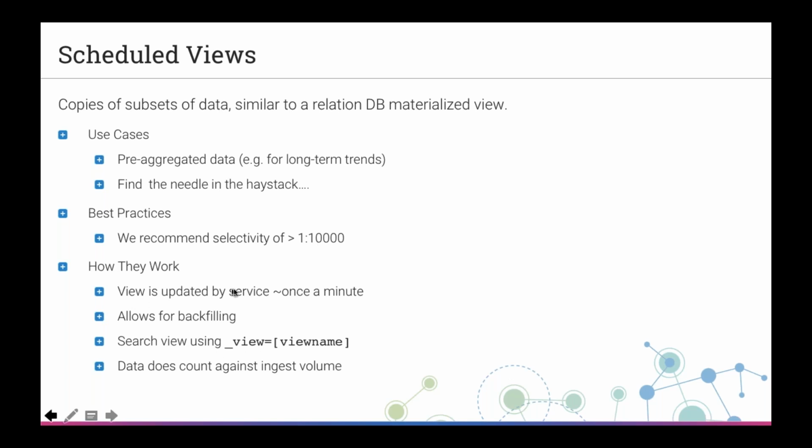And then how does it work? A scheduled view tends to be updated about once a minute. It does allow backfilling. So you can say, I want my scheduled view to go as far back as your data retention. If your data is retained for 90 days, you can create a scheduled view all the way back to your 90 days.